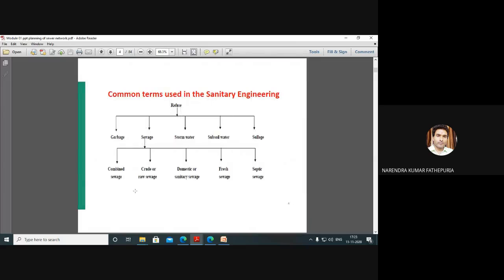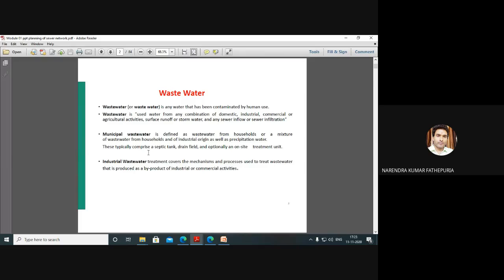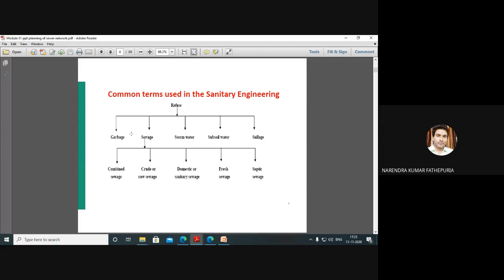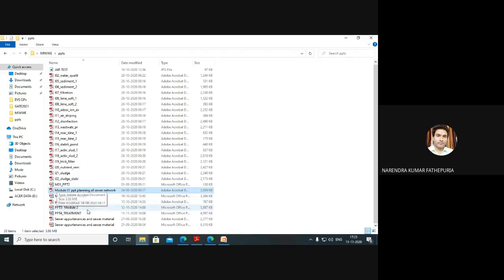So these we have discussed: wastewater engineering, municipal water, and industrial wastewater. There are various terms like refuse, garbage, sewage. I have a Word PPT. That will be better.